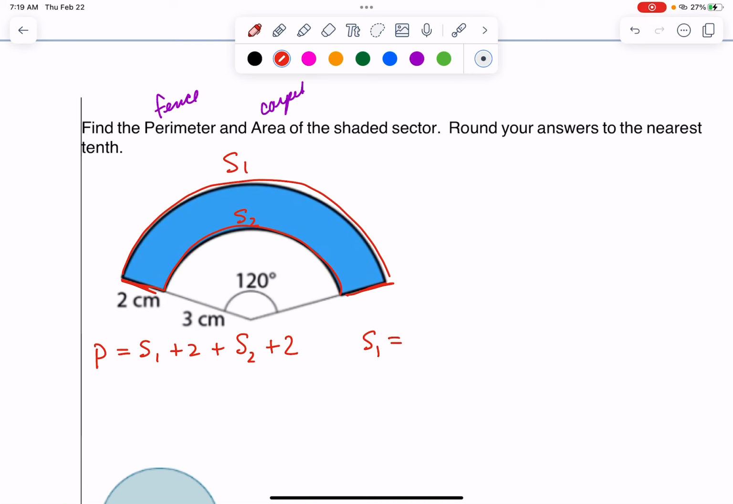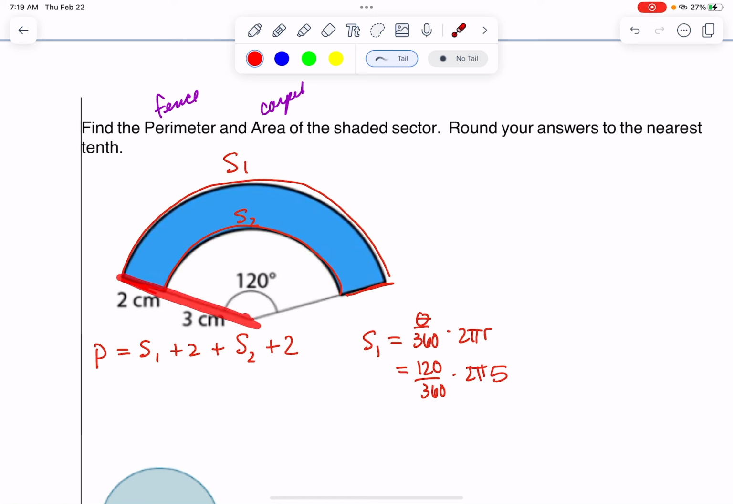So S1 is theta over 360 times 2 pi r. My angle is 120 times 2 pi, and the radius for S1 is 5. So to get from here to my arc S1, that's 5. That's where that 5 comes from.